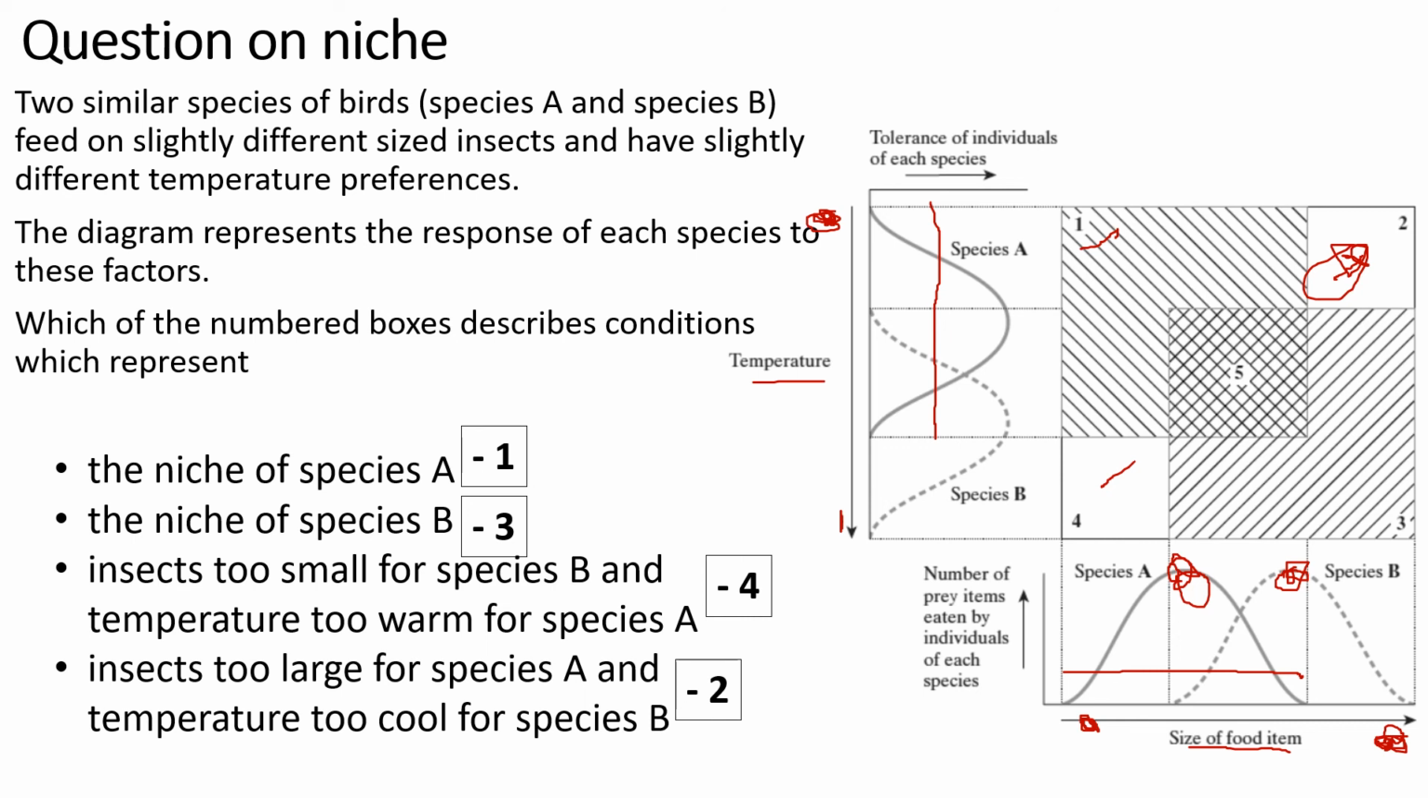We do have an area that isn't discussed in the question, which is area 5, which is suitable for both species A and species B, and is the location where we would have the highest level of competition between species A and species B.